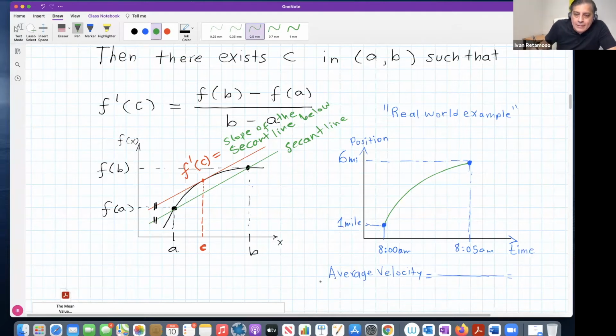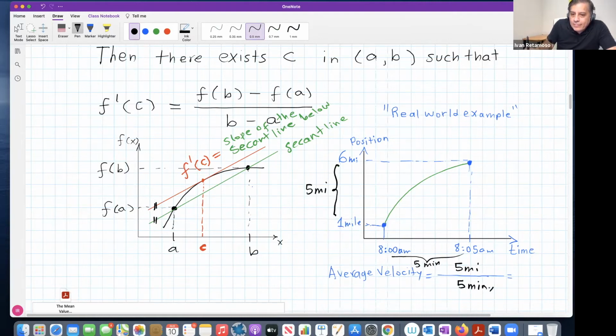So the average velocity, remember, is just the total difference in the displacement, which is going to be this. Let's call it 5 miles. 6 minus 1, 5 miles, right? 5 miles over what time? From here to here, 5 minutes. This is the average velocity. 5 miles over 5 minutes.